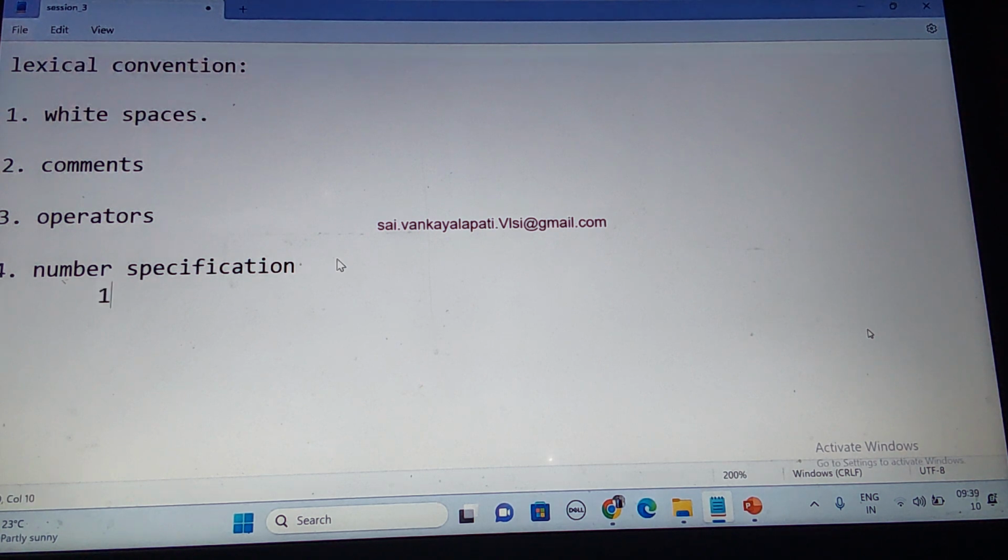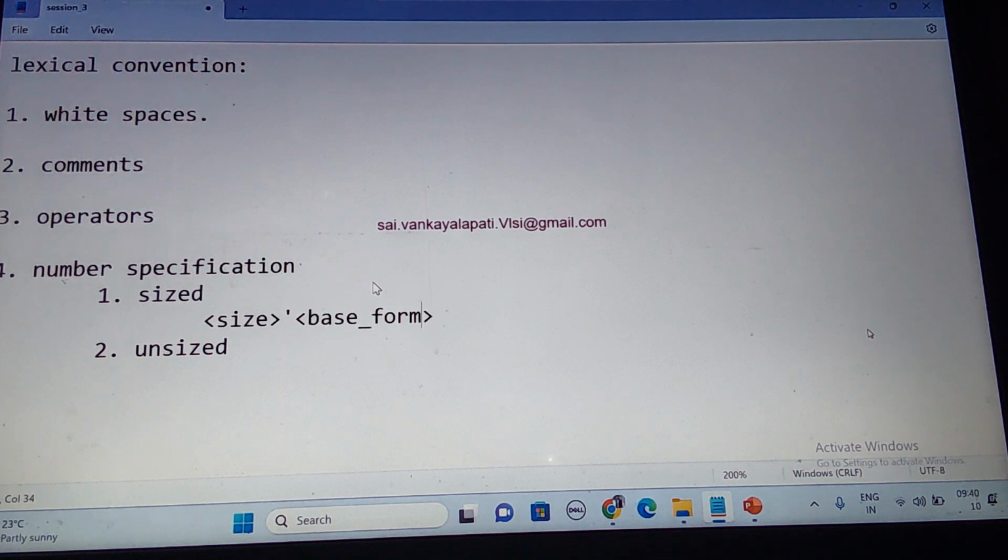What is one way to represent this? Sized representation, and the second one is unsized representation. Can you tell me what the syntax of the sized representation is? Size, then tick. Don't forget, when you write the base format, it should start with a tick. Then we need to write the base format, then follow with the data number. So this is the syntax.